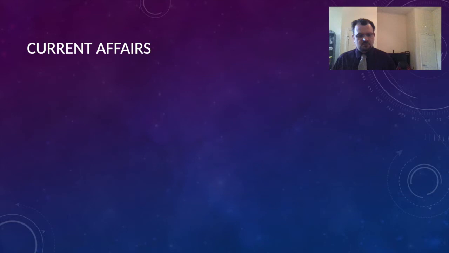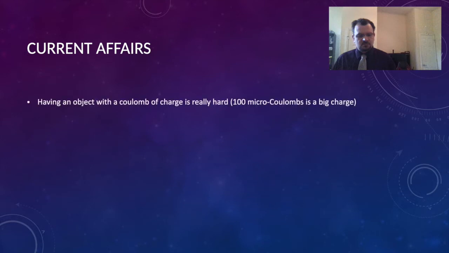If you'll pardon the pun. Having an object with a coulomb of charge is really hard. So if you were to take a metal sphere, like say a Van de Graaff generator, which is the metal sphere that you put your hands on and all your hair stands up, if you have hair, 100 microcoulombs, so 100 millionths of a coulomb, is actually a really high charge for one of those. Much more than that, and now it's not going to be possible to charge it up anymore.